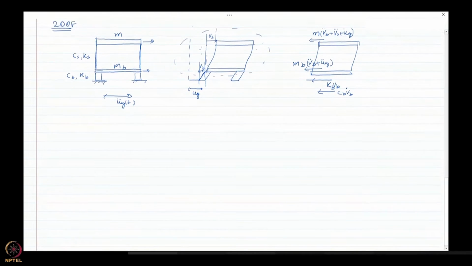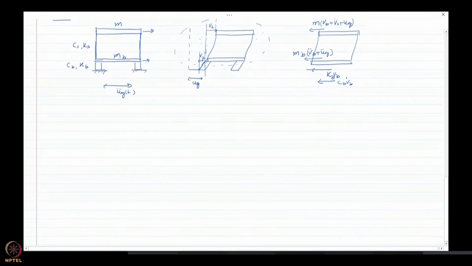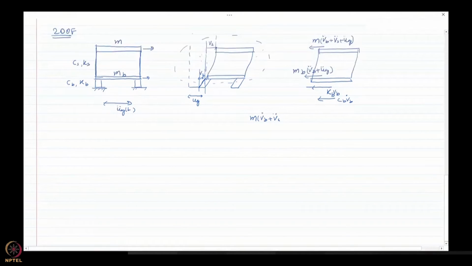Okay. So if I write down the equation of motion for this one, let me just write it down. M (Vb plus Vs), remember this is acceleration here, plus Ug plus Mb Vb plus Ug plus Cb Vb dot plus Kb Vb is equal to 0.